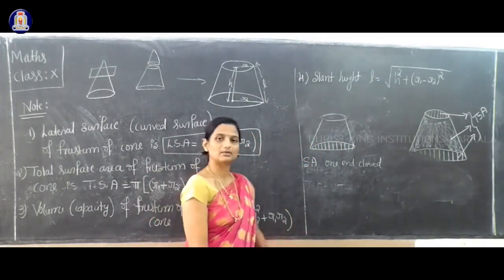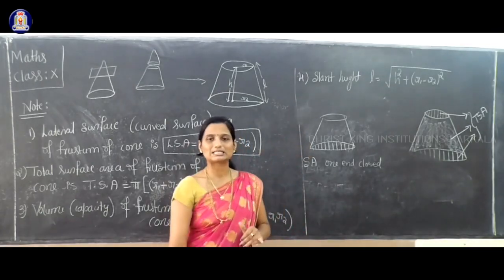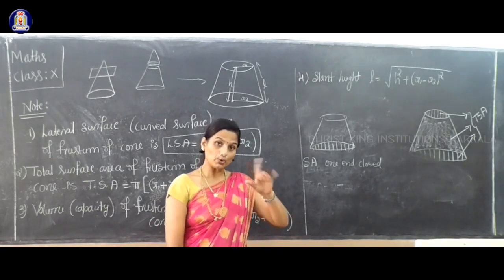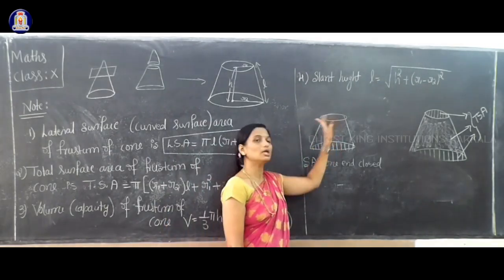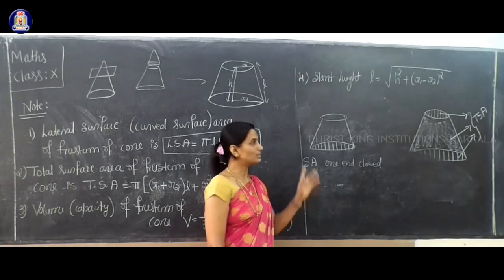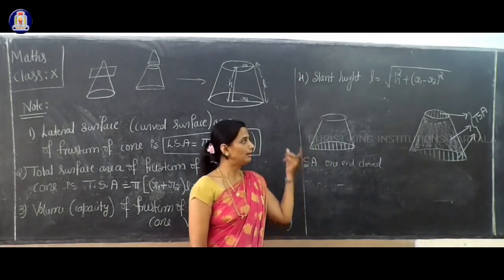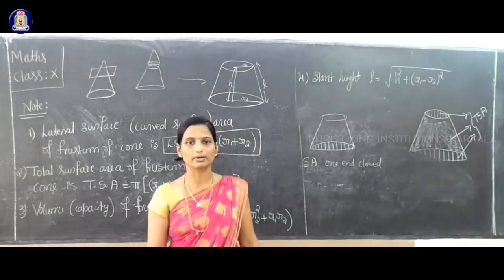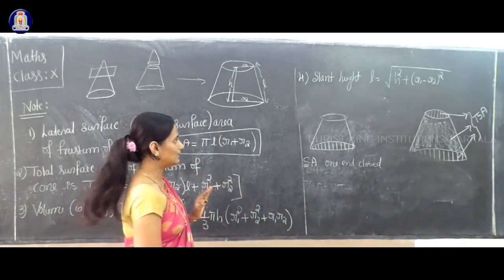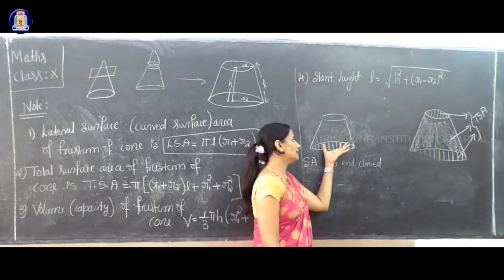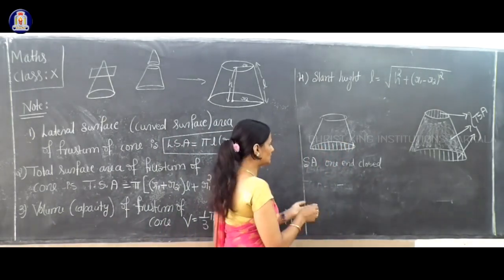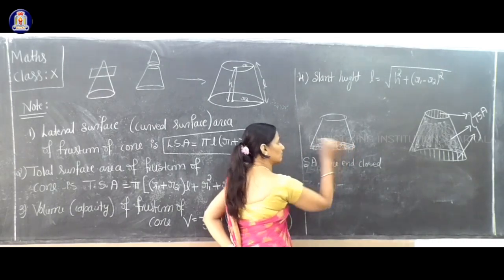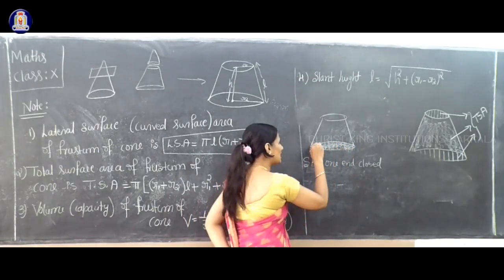Now how to find the surface area? Is this the lateral surface area? No. Is this the total surface area? No. Total means both ends should be closed, right? Lateral means both should be open. But here one end is closed and one end is open. Now how to find it here? See, this is closed, right? This is closed, so you should find the area of this one.